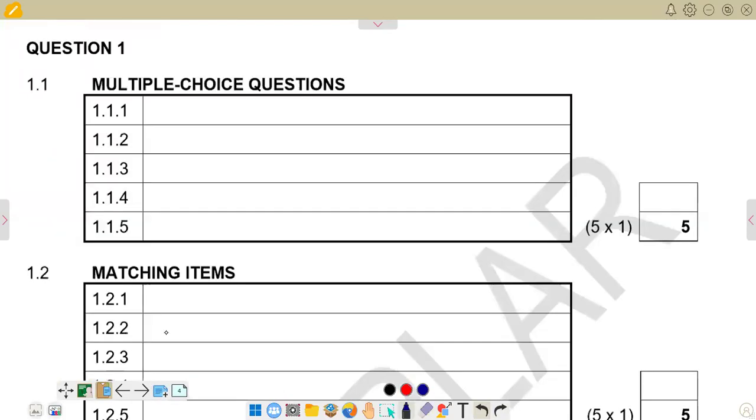So this is our answer section. You see that our first answer for 1.1.1 is B here. Then we can go back and see what we have in terms of the next question.